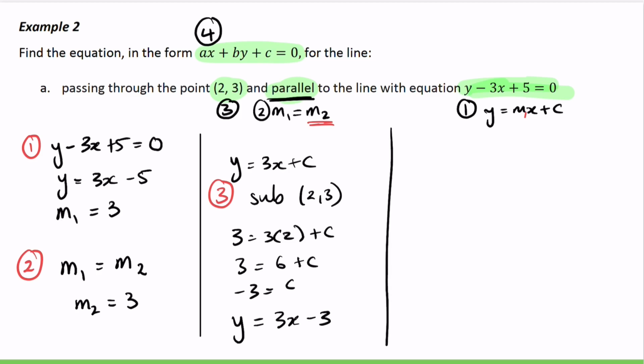And then, of course, we don't want to forget the final form that we want to put it in. All this form is telling me is that everything is on one side and it needs to equal 0. So all I'm going to do is take the 3x and 3 to the other side. So that'll be y minus 3x plus 3 is equal to 0. And that's my final form.